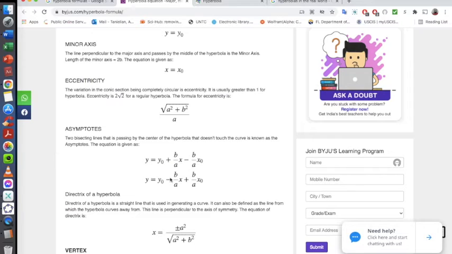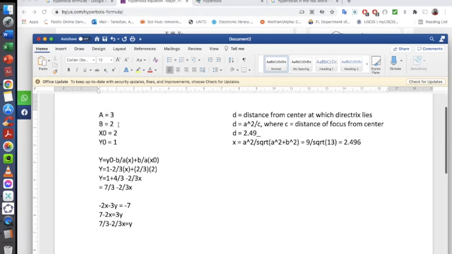y equals y naught, plus or minus b over a x, minus or plus b over a x naught. Looking at what I've done here in my notes already, I've got a, b, y naught, x naught. And so that's our equation of one asymptote, y naught minus b over a x plus b over a x naught. Just going to substitute. y naught is 1, b over a is 2/3, and x naught is 2. We're going to combine like terms. 1 plus 2/3 times 2 is 1 plus 4/3. 1 in fraction form is 3/3, so 3 plus 4 is 7/3. Here we get 7/3 minus 2/3 x.